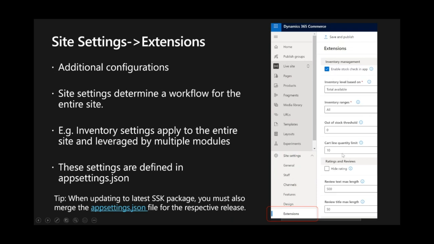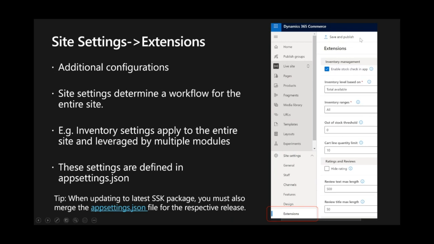So when you go to Site Builder and you go under Site Settings Extensions, you will see a variety of properties that are available here. So these are additional configurations that your modules can use. And the way they are different from a module property is that site settings determine a workflow for the entire site. For example, inventory settings.